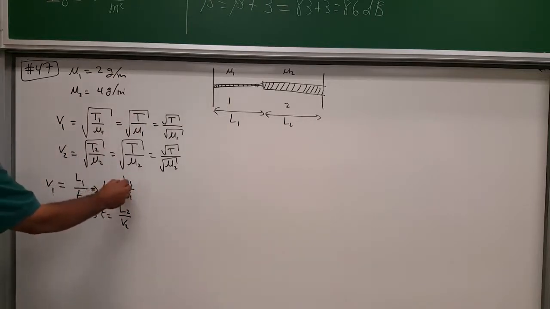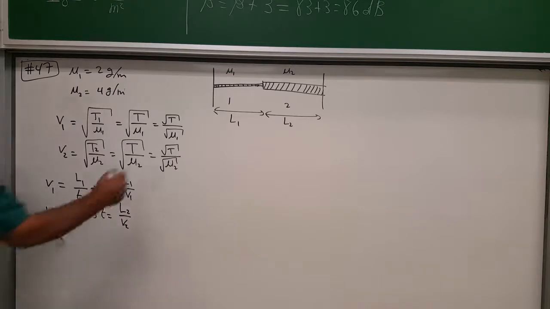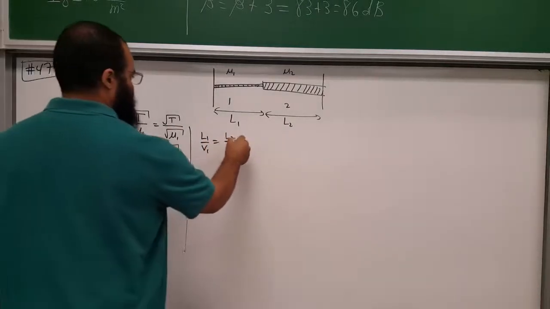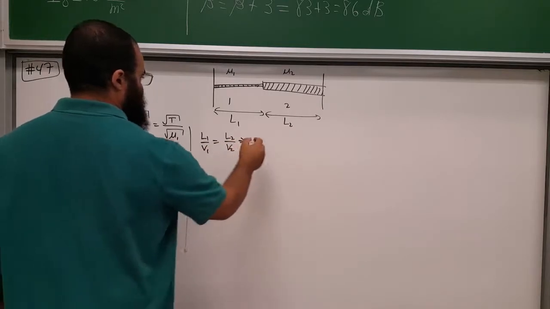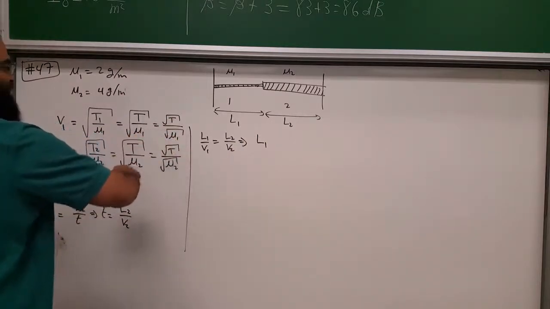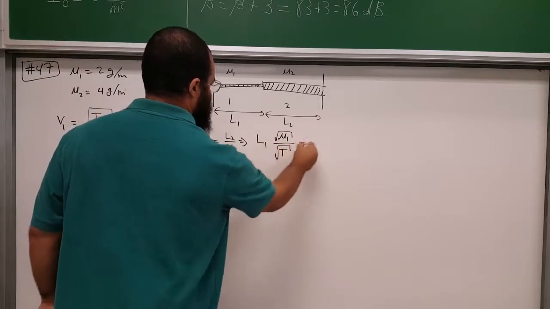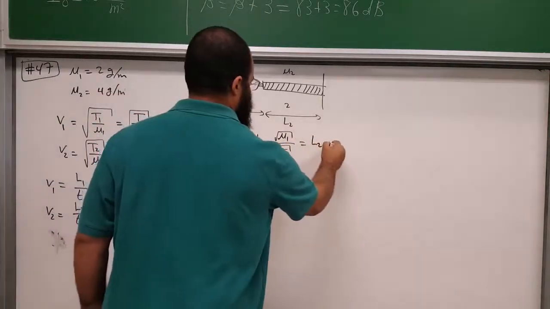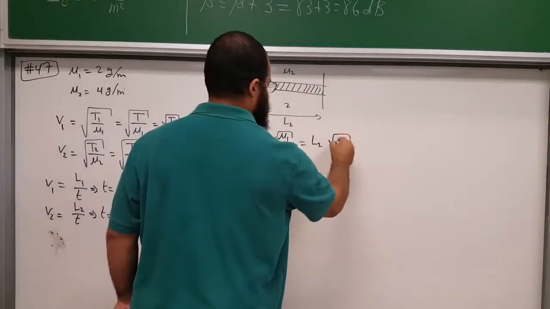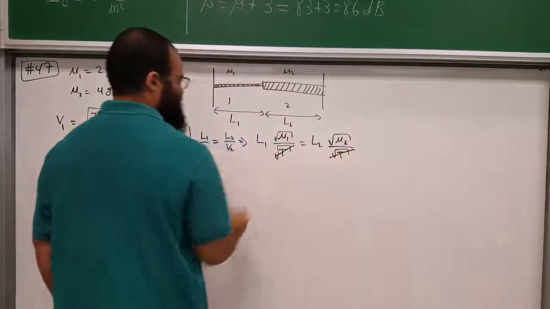And so L1 over V1 will equal L2 over V2. Let's see. We have L1 over V1. V1 is the square root of T over the square root of mu1, but we're dividing by it, so it will be the square root of mu1 divided by the square root of T. Then L2 over V2 will be L2 times the square root of mu2 over the square root of T. Since the tension is the same, that cancels.